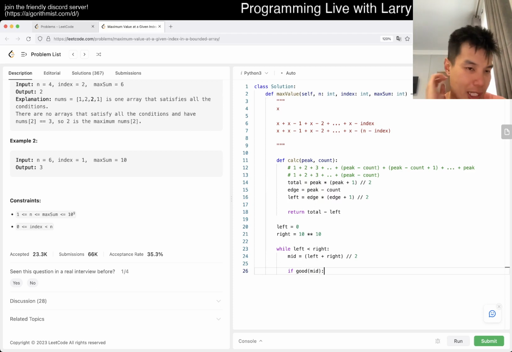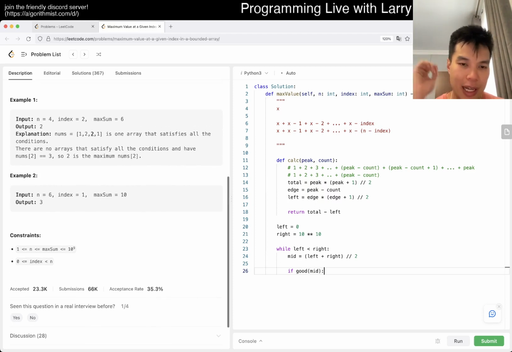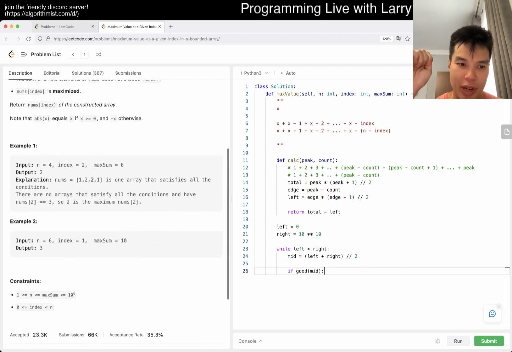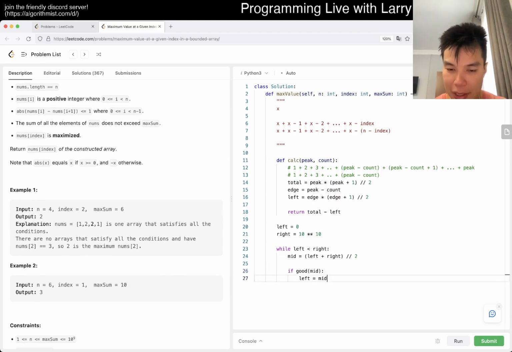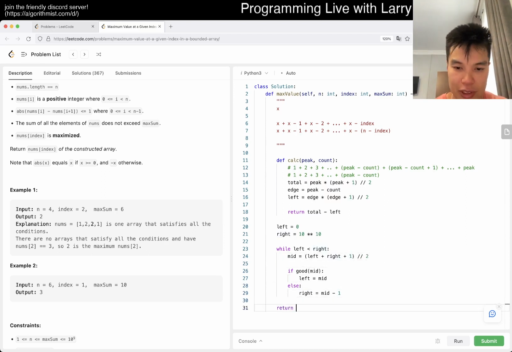If mid is good, what does that mean? That means that this number satisfies all the conditions. It may not be the maximum number, but it satisfies. So then we want to try a bigger number where this is possible, right? If this is not good, then we have to try a smaller number, and then we'll add 1 because of the minus 1. And then we return left at the very end.